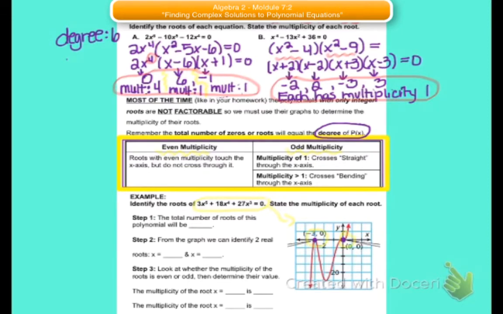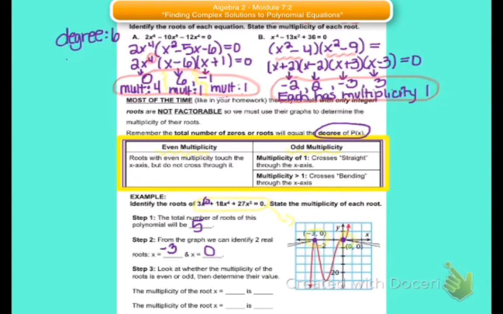So if we look at that polynomial function, the total number of roots of this polynomial will have to be 5, and that's because it's a degree 5. And from the graph, we can actually identify 2 roots. Just as I said before, we can see them listed right on there at -3, 0, and 0. The roots are -3 and 0.